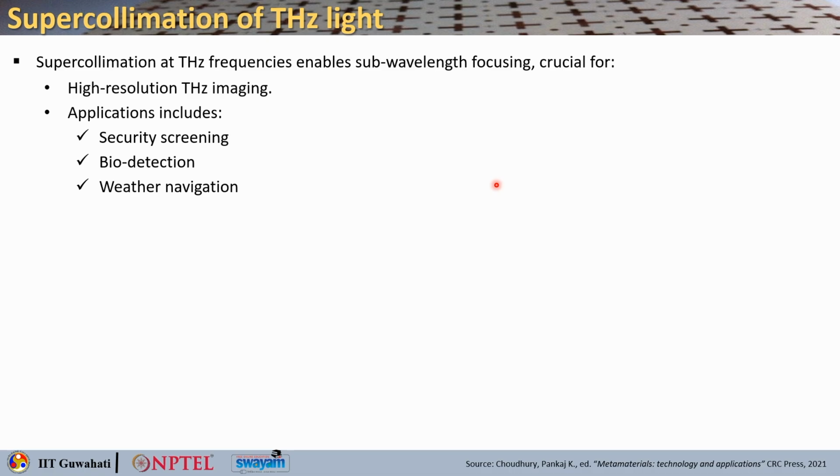Now, supercollimation, which is also known as self-collimation, is basically an optical phenomenon where a beam of light propagates through a specially designed material like a photonic crystal, or in this case a hyperbolic metamaterial, without spreading out due to diffraction. That means it effectively maintains its width over a significant distance.